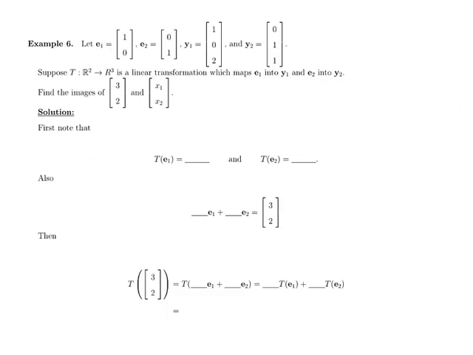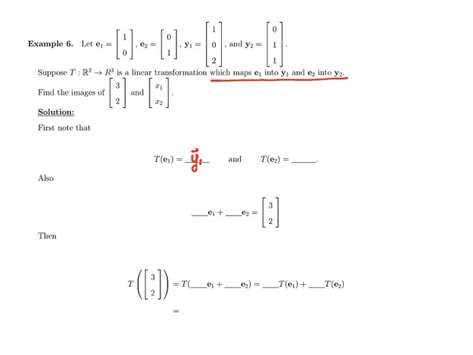So let's look at another example. Here we have two vectors e1 and e2, (1, 0) and (0, 1), and then two vectors y1 and y2 in R3, (1, 0, 2) and (0, 1, 1). Let's suppose that T is a linear transformation from R2 to R3. R2 is the domain, R3 is the codomain, which maps E1 into Y1 and E2 into Y2. So first let's talk about that language, which maps E1 into Y1 and E2 into Y2. What that means is that if you take T of E1, its image is Y1.